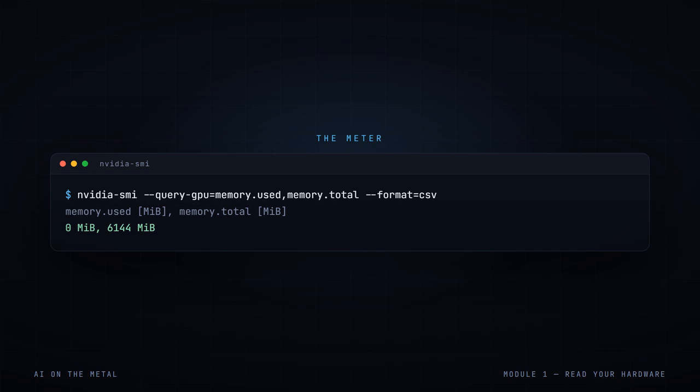On this machine idle, the card was using 0. Yours will not be 0 if you have a browser or a game launcher open. That is the point. Measure yours, do not assume it.